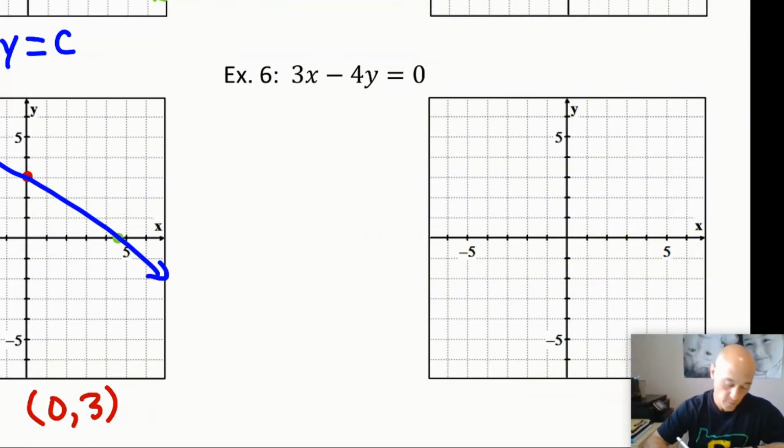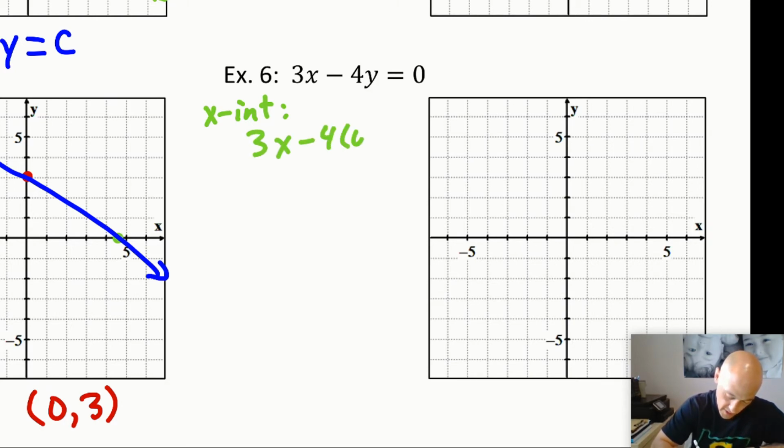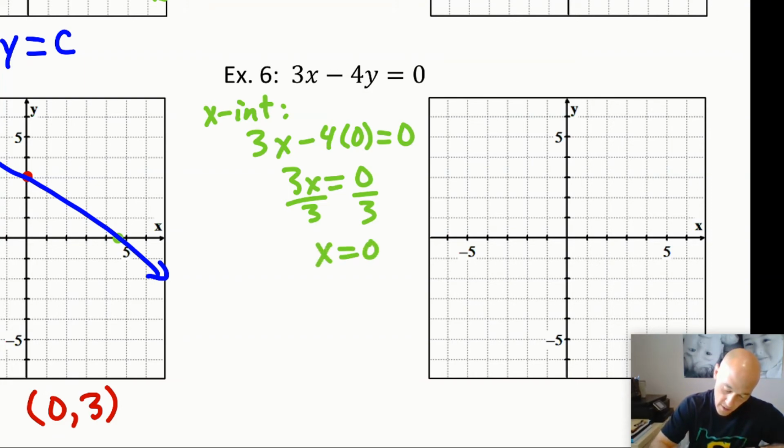So again, we're going to find our x and y intercepts. My x-intercept I get by plugging in 0 for y. So I have 3x minus 4 times 0 equals 0. This makes a 0. That's why finding the x and y intercepts is so easy here. 3x equals 0, divided by 3, x equals 0. So that's the point 0, 0.